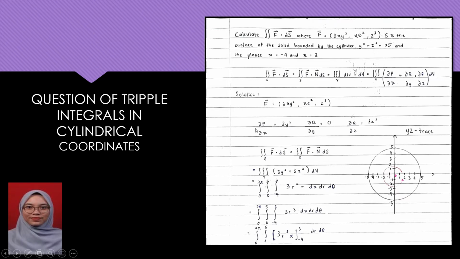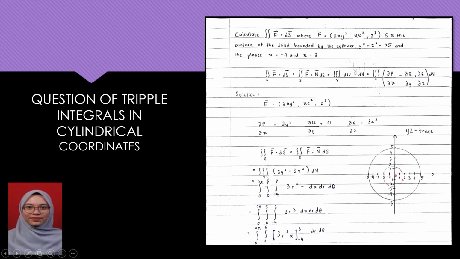So the partial derivative of P with respect to x is 3y squared, and the partial derivative of Q with respect to y is 0. The partial derivative of R with respect to z is 3z squared.